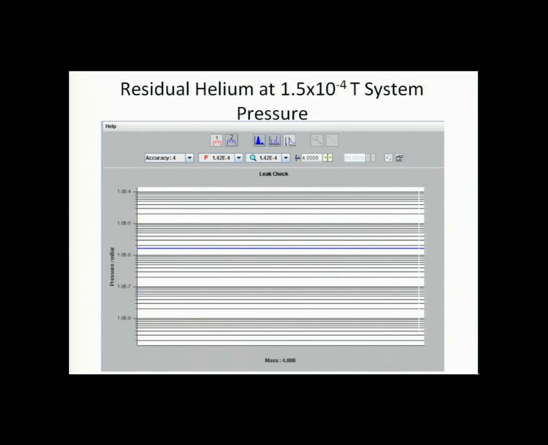Here is an example showing residual helium at about 1 × 10⁻⁴ torr system pressure. This is actually an example of a leak test. So what you do is if you think you're experiencing a leak but you can't find it, you can basically set up your helium tank, spray a little bit of helium in around different areas on your setup, and once you see a helium spike on your RGA, then you know you've found the faulty gasket or valve, etc.